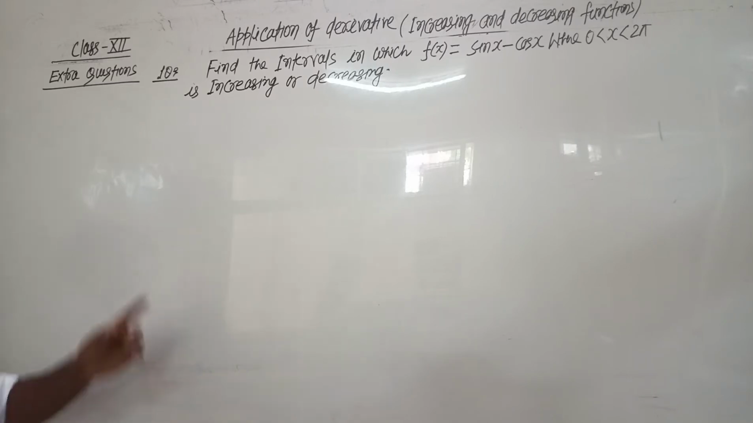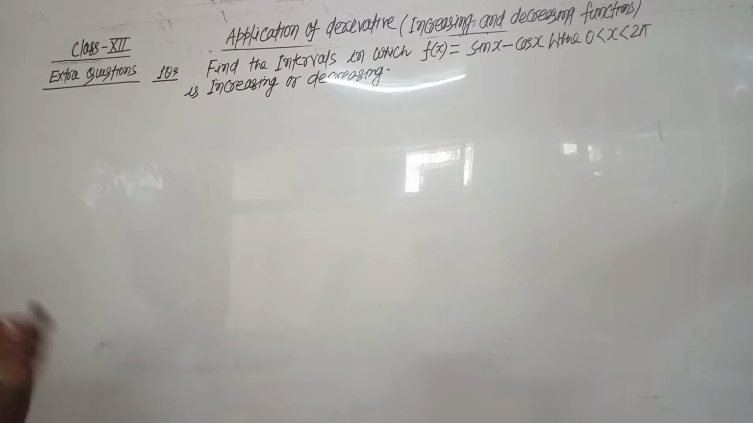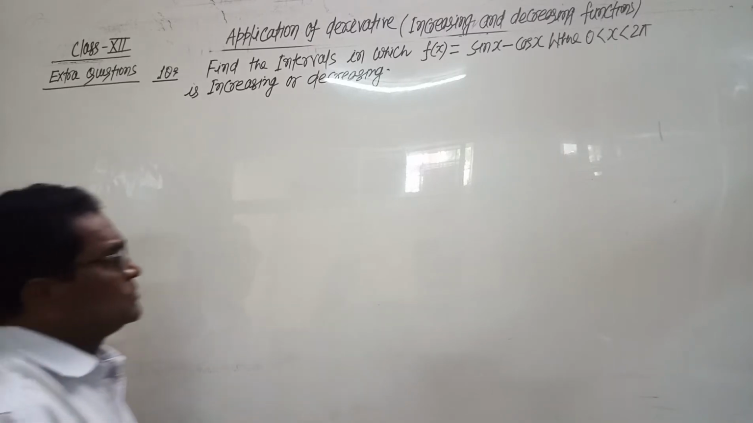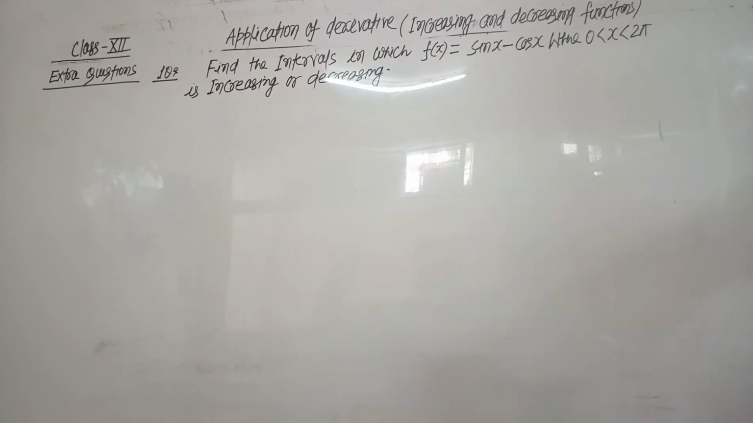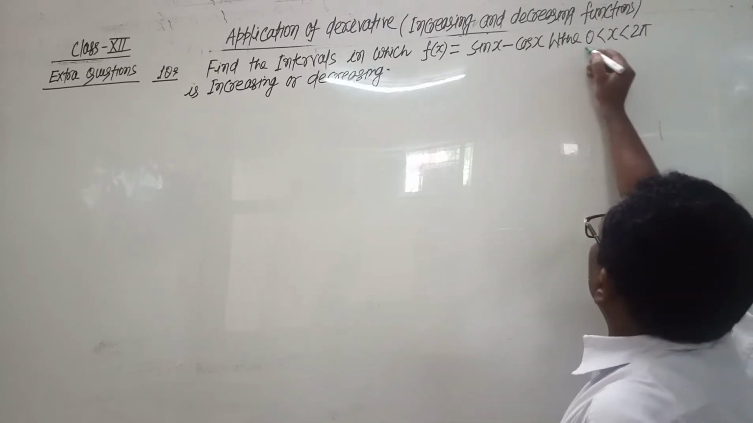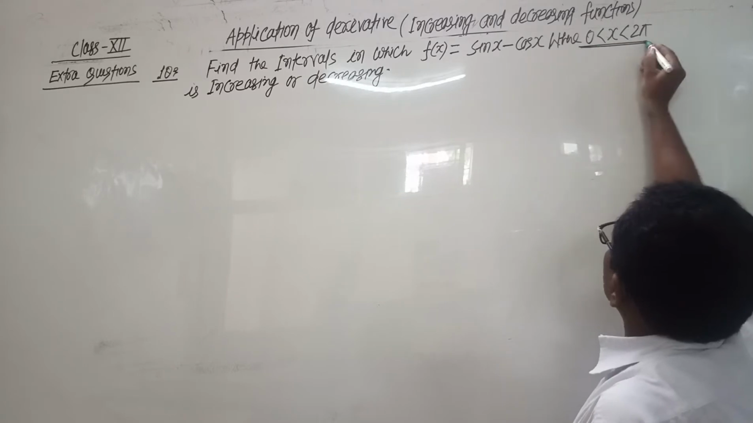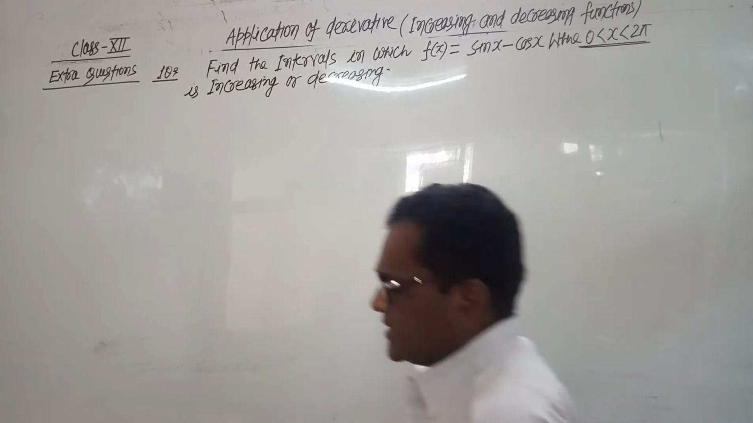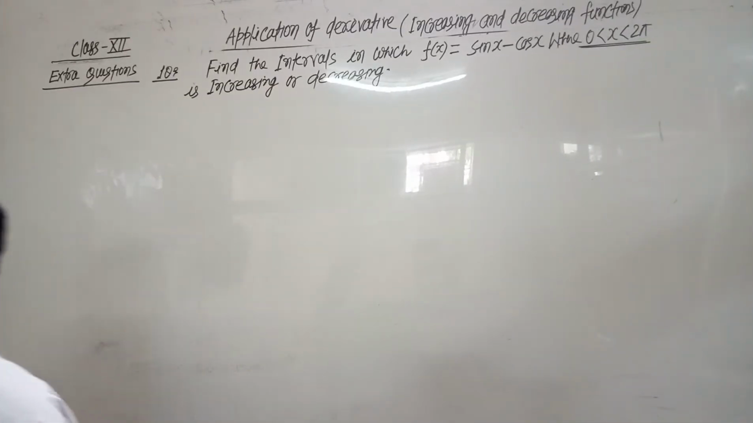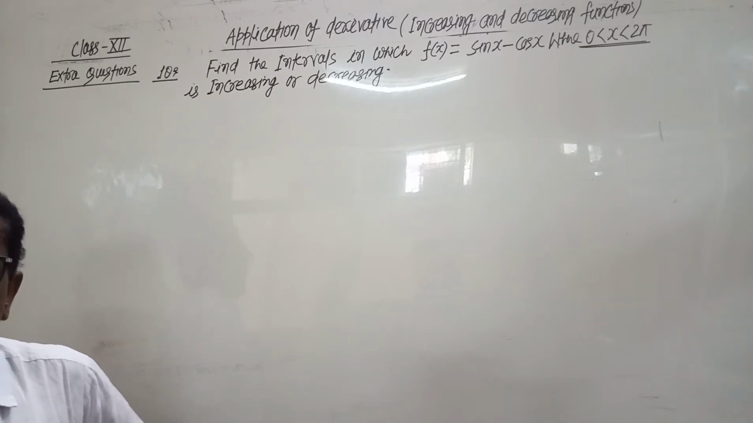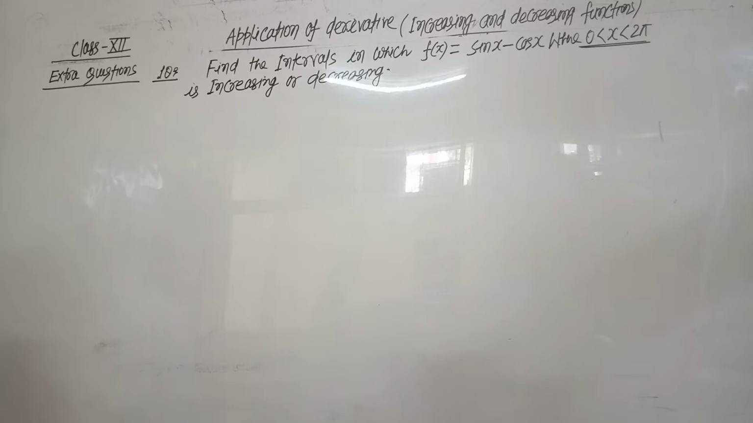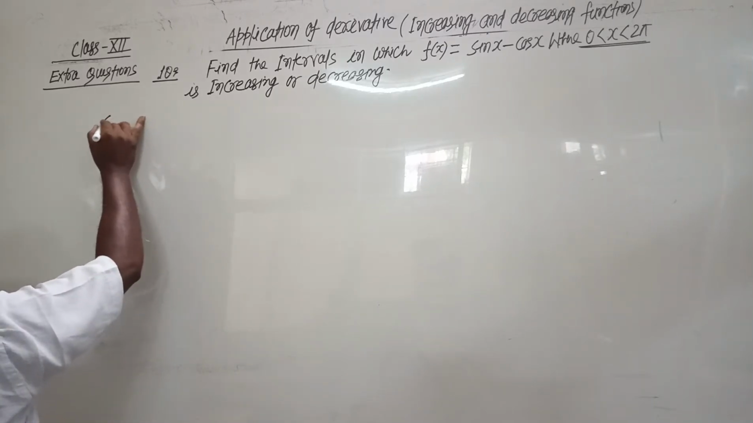The question is: find the intervals in which f(x) = sin x minus cos x is increasing or decreasing. The function is sin x minus cos x and the interval is given: 0 is less than x is less than 2 pi. The value of x lies from 0 to 2 pi. In the first, second, third and fourth quadrant, is it increasing or decreasing?